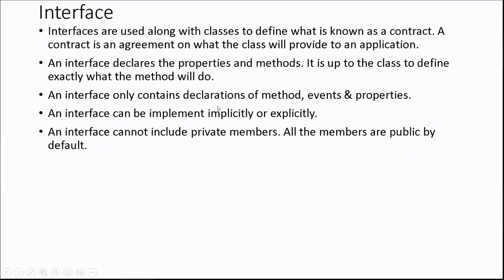An interface only contains declarations of methods, events, and properties. Logic will never be implemented in either abstract classes or interfaces. There is no logic. Only the mandatory properties, mandatory events, and mandatory methods. Methods without logic. An interface can be implemented explicitly and implicitly. You can use it within the plugin, the same plugin or multiple plugins. An interface cannot include private members. All the members are public because it must implement.